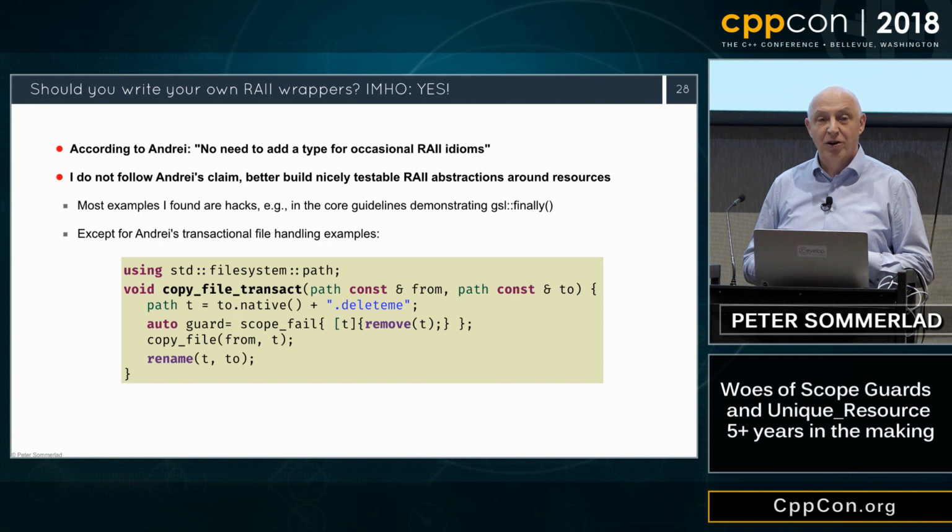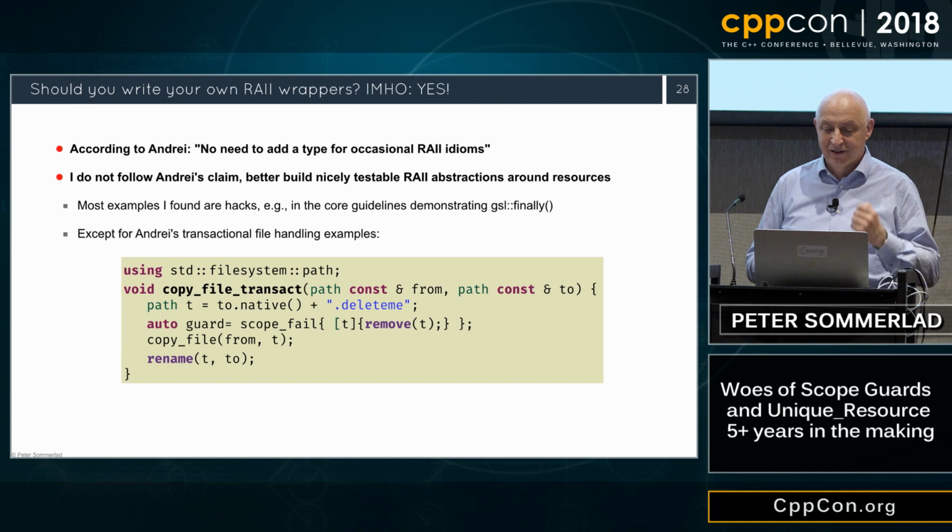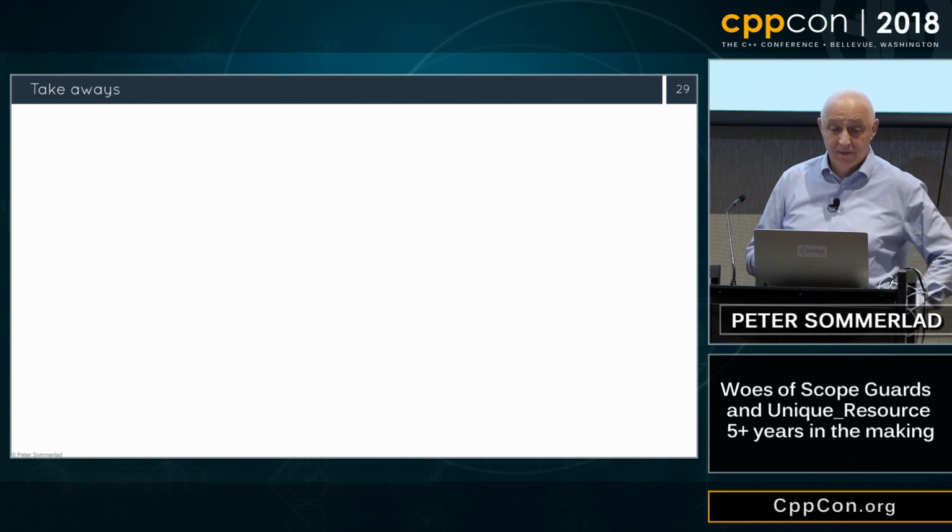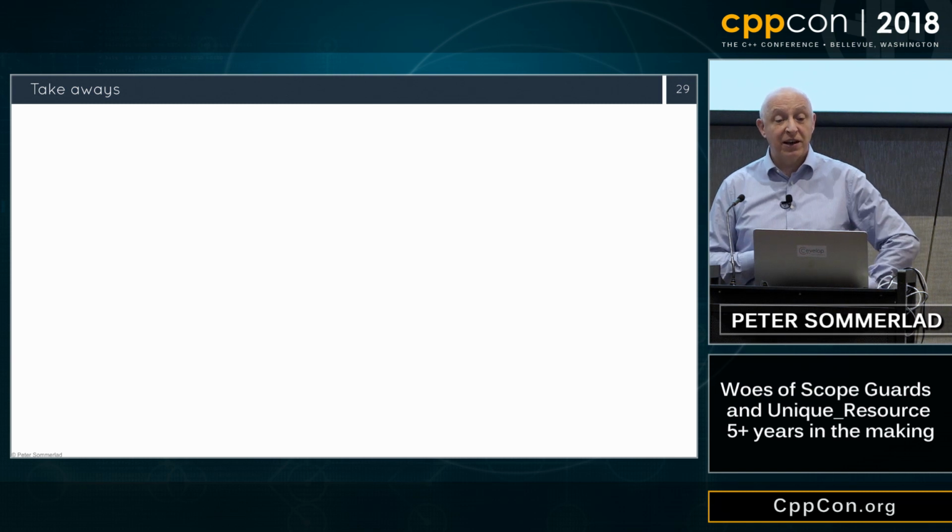I'm happy to learn more about using scope guards like scope fail throughout your code base and being happy with it. Andrew seems to be happy about it. I'm not sure if that's really the best thing to do in all the cases. Now, what should you take away?